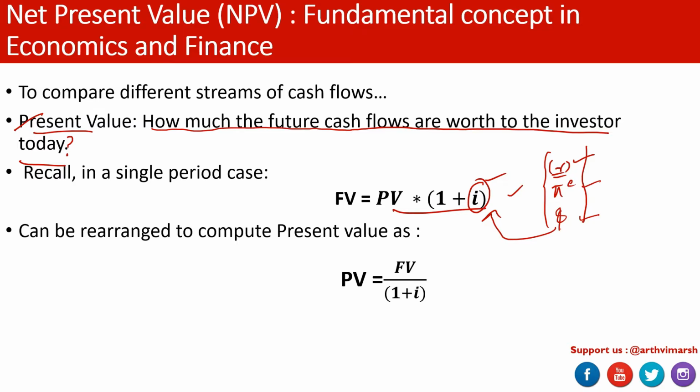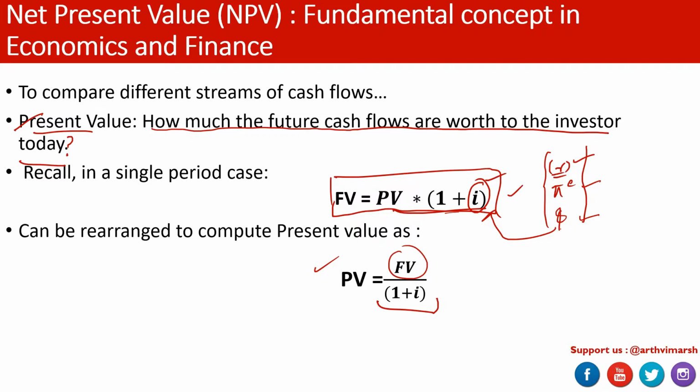And now we could rearrange this simple expression which we are using for the one period case to compute the present value, as this, right? So we can rewrite this expression as PV is equal to future value times this 1 over 1 plus i, right? In this case, the present value is the future value divided by the gross interest rate. Basically this is the gross interest rate, right?